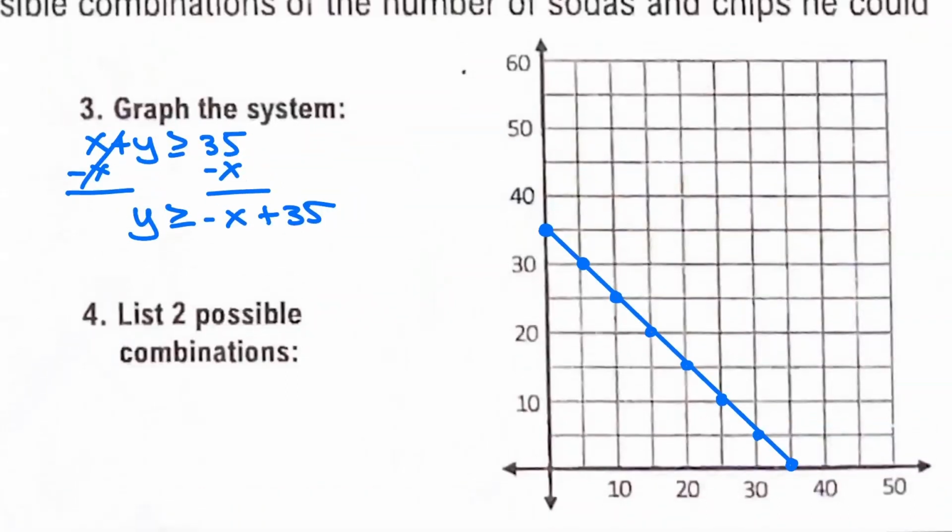So that means I need the big numbers, which means I need to shade up here. So just like last time, I'm going to go ahead and shade the line first, just so I know where to start. And then everything above that is going to get shaded.